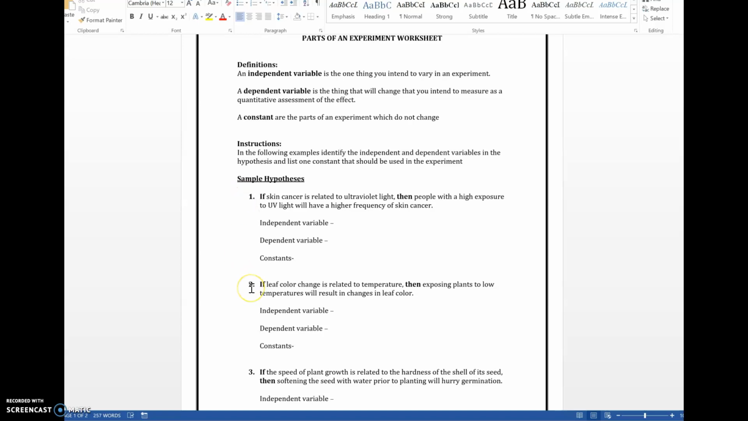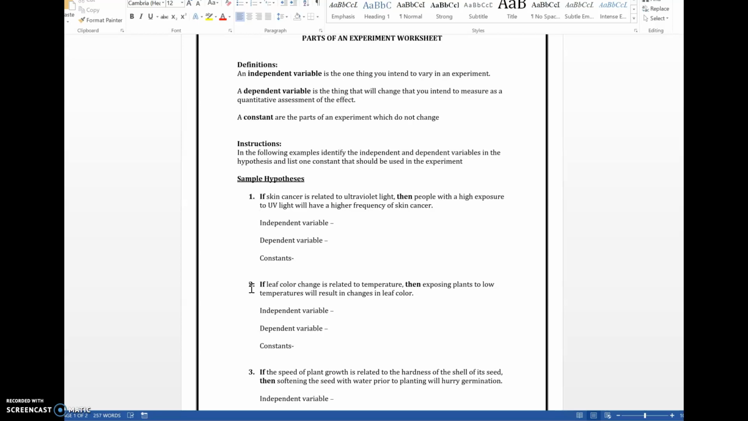Let's do number two. If leaf color change is related to temperature, then exposing plants to low temperatures will result in changes in leaf color. So this is asking us if leaf color change is related to temperature, so we know leaf color is related to temperature, then exposing plants to low temperatures will result in changes in leaf color. So we're going to expose the plants to low temperatures and see what happens to their leaves.